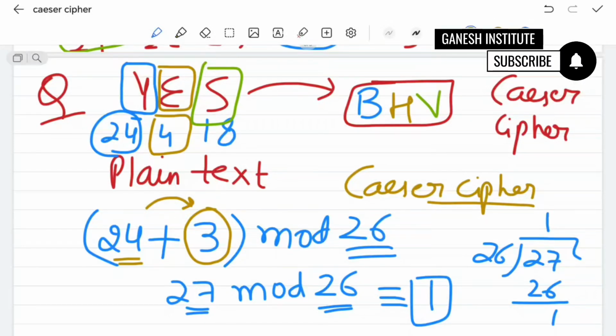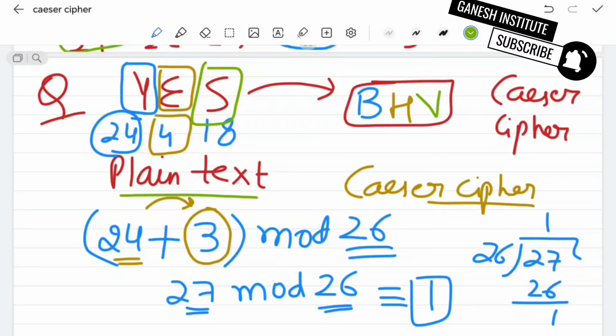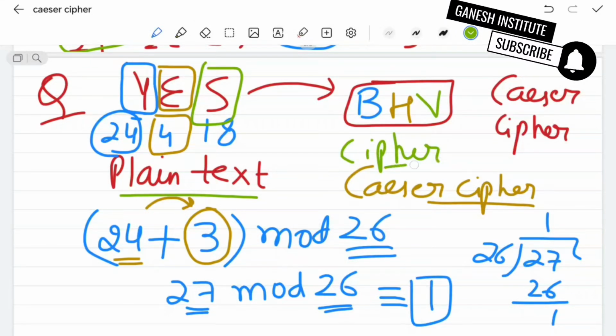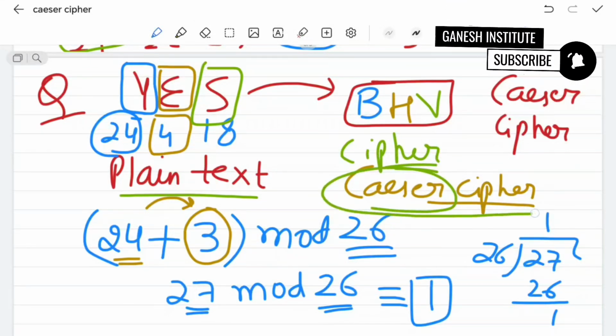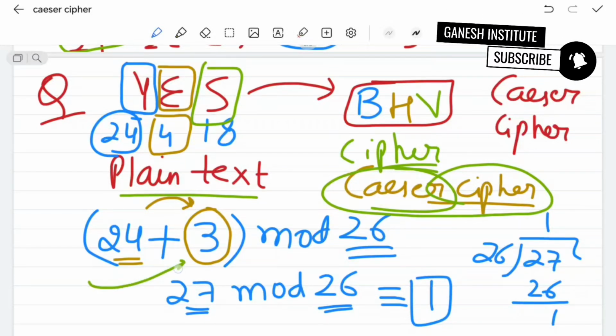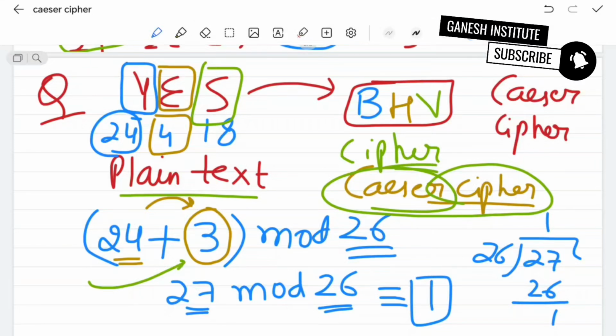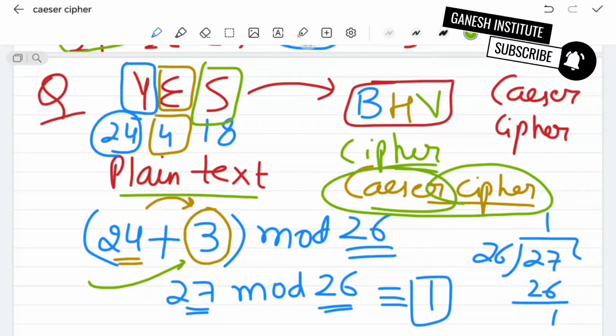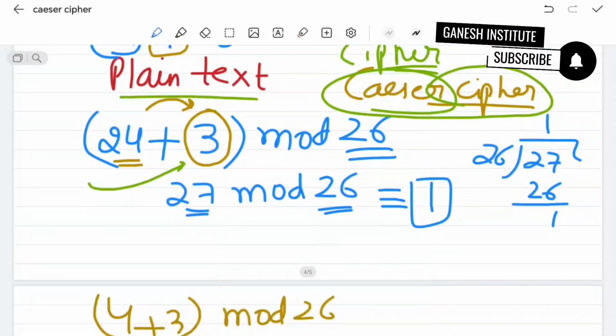I'm hoping that you've got how to convert your plain text into ciphertext when you are asked to do it the Caesar cipher way. Just take each letter's number, shift it by 3 places and take modulo 26.